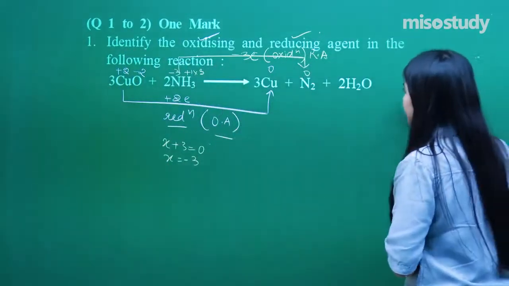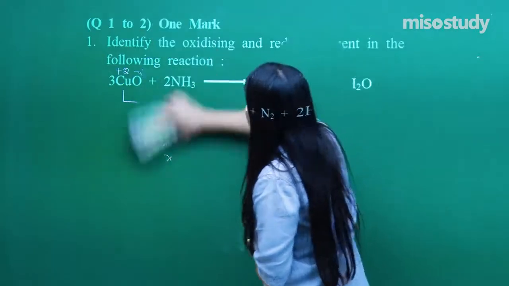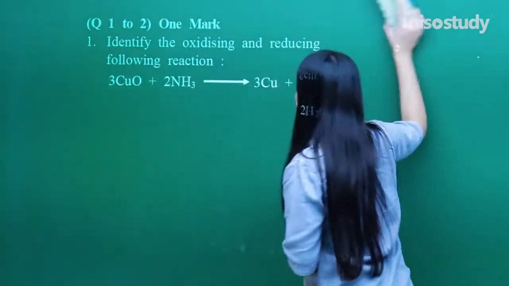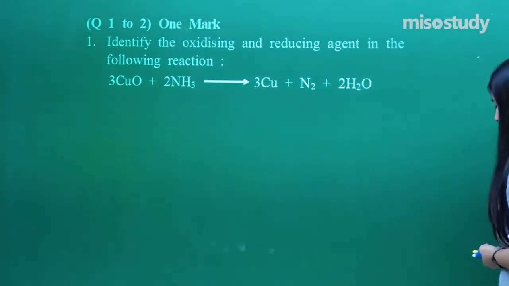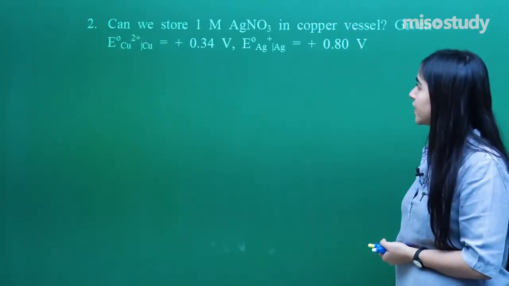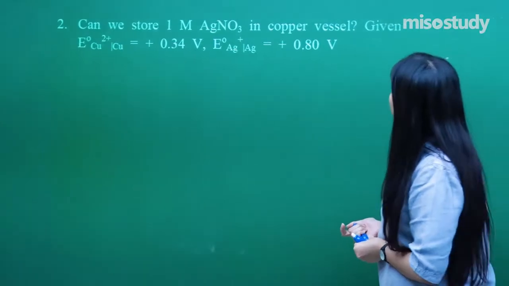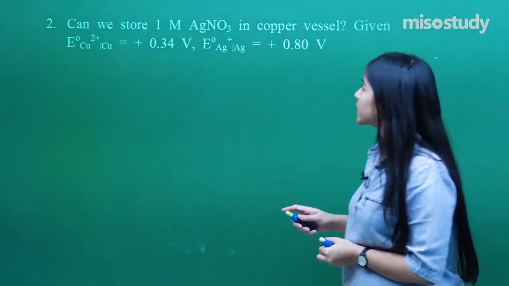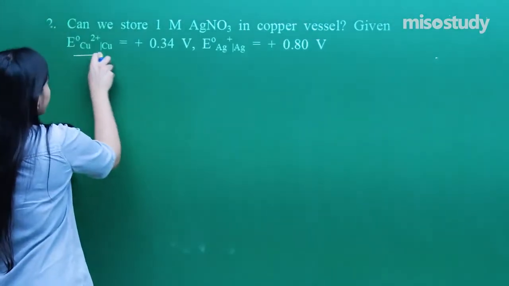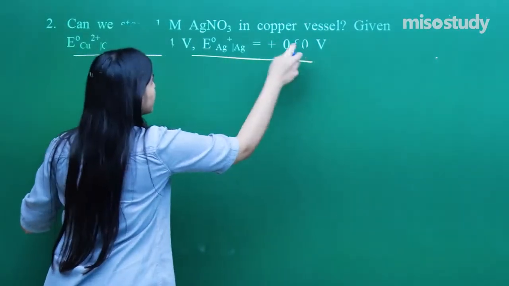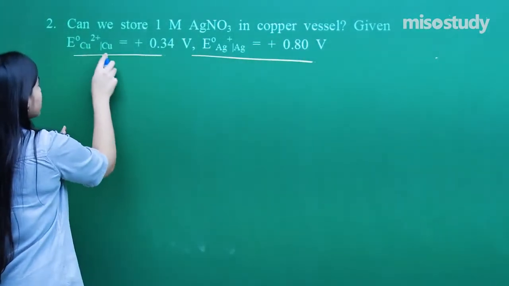I hope everybody has understood that. Whenever you have to find the oxidizing and the reducing agents, you need to find the oxidation states. The next one: can we store 1 molar AgNO3 in a copper vessel? What is the given thing? See here, the reduction potential values, the E0 values, have been given.